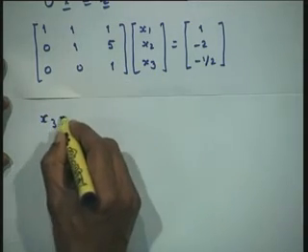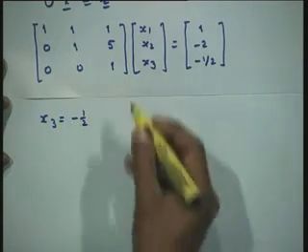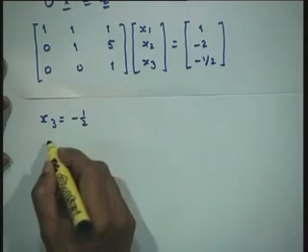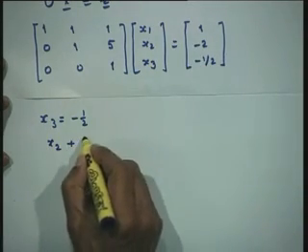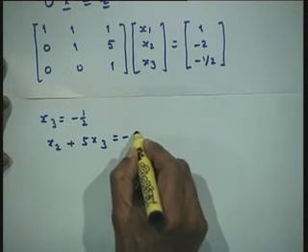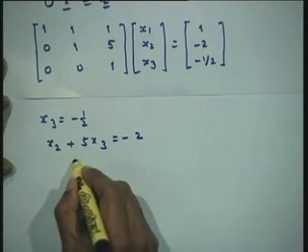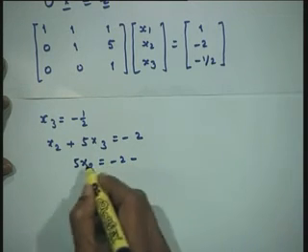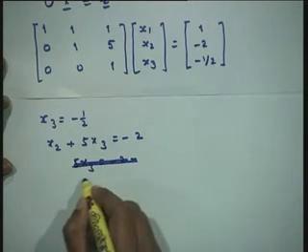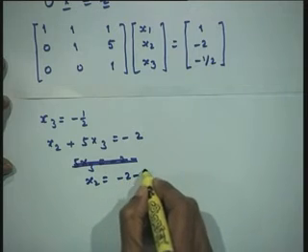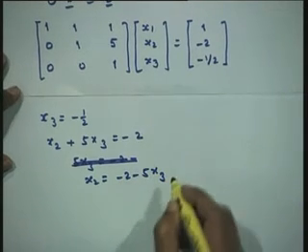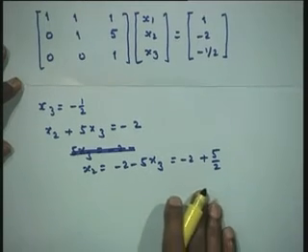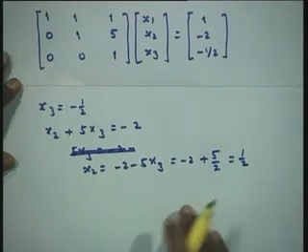Therefore, x 3 is equal to minus half, that is the last row. Now, I go to the second row, I will have x 2 plus 5 times x 3 is equal to minus 2. Therefore, x 2 is equal to minus 2 minus 5 x 3. So, we will have minus 2 plus 5 by 2. So, this is equal to 1 by 2.